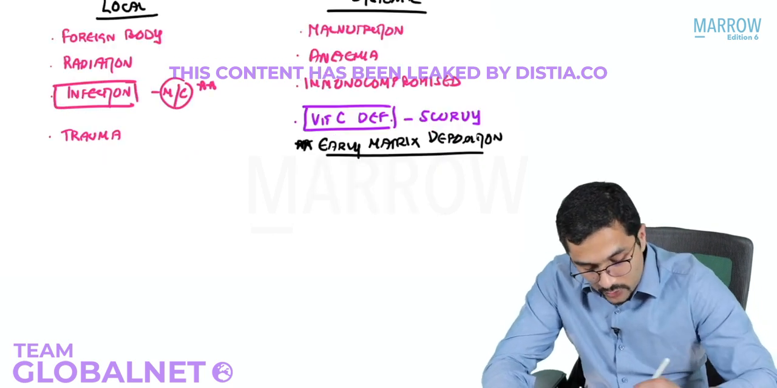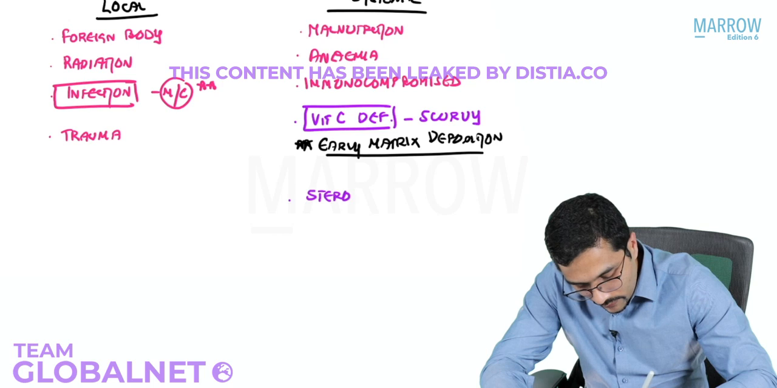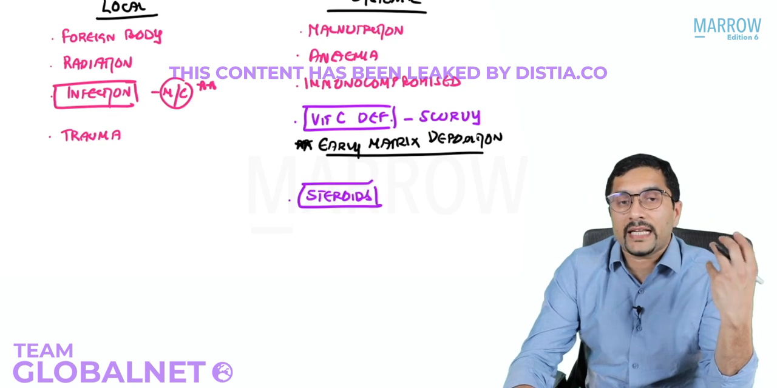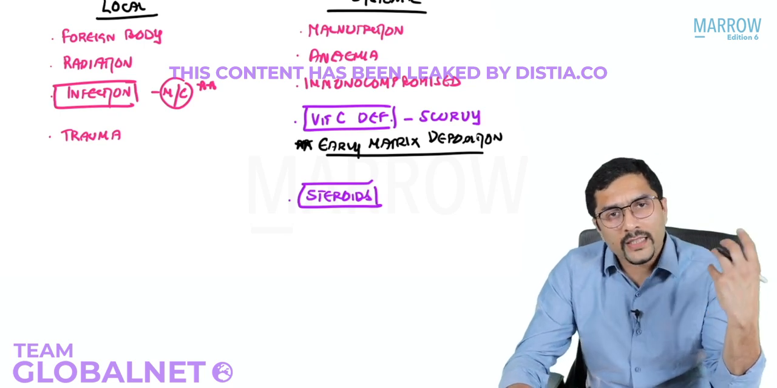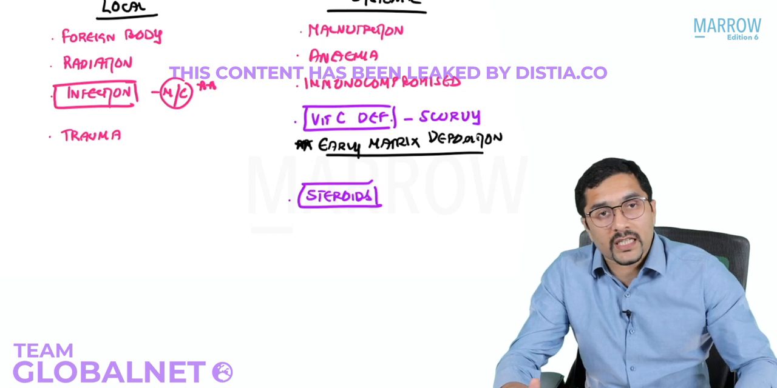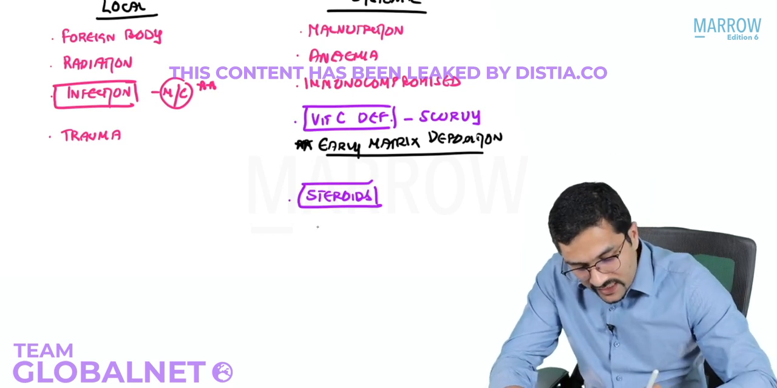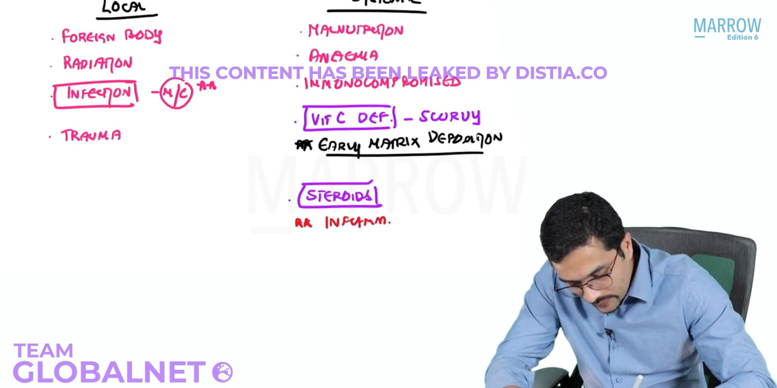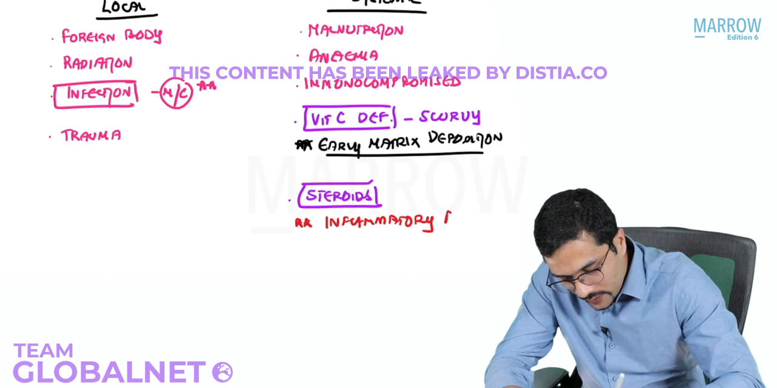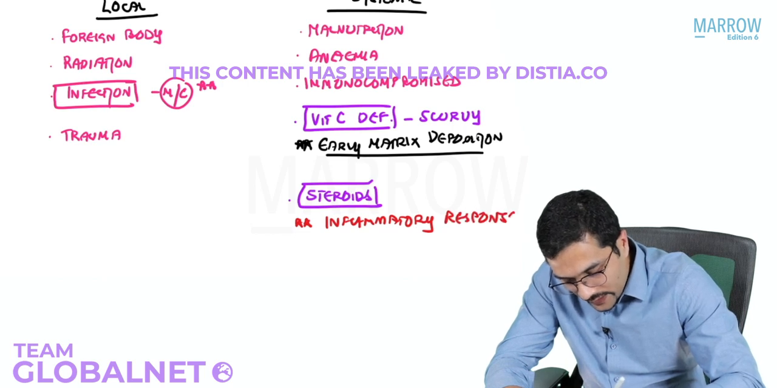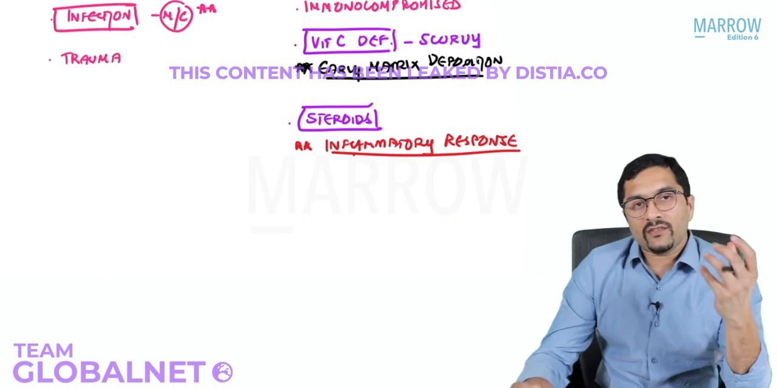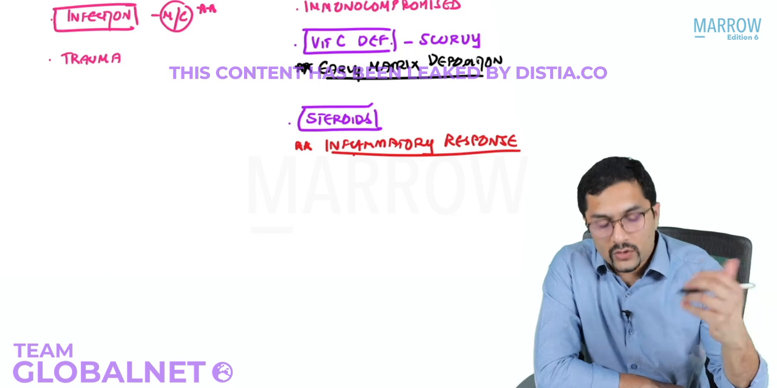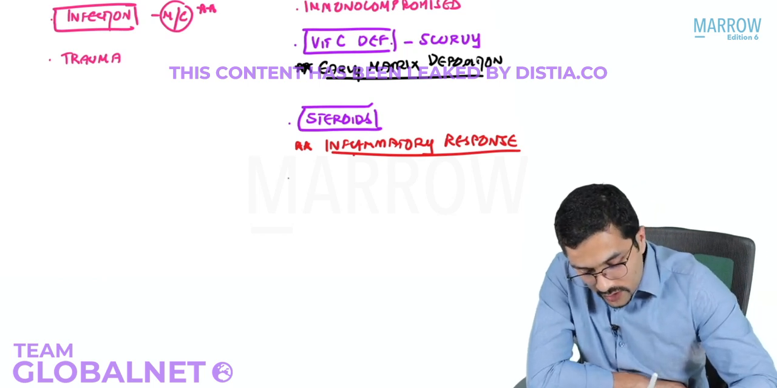One more thing which I want you to know is steroids. So some patients are on steroids for various reasons. Somebody can be on steroids for nephrotic syndrome, or there can be other autoimmune conditions for which the patient can be on steroids. Now, which phase do steroids hamper? Steroids hamper the inflammatory response. They inhibit the inflammatory response, and that is how they affect wound healing.